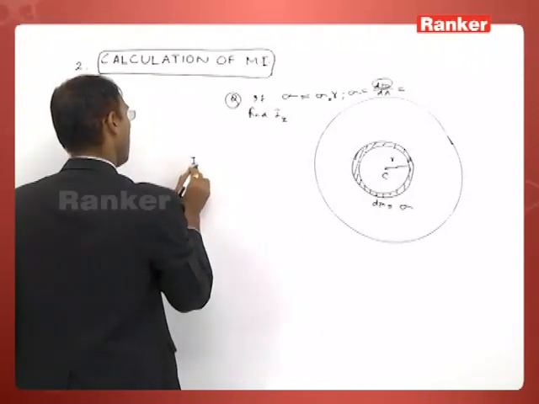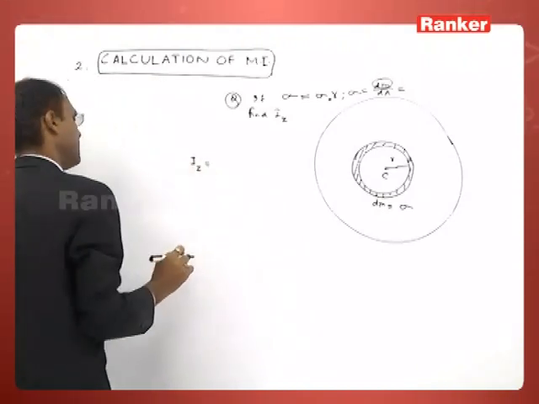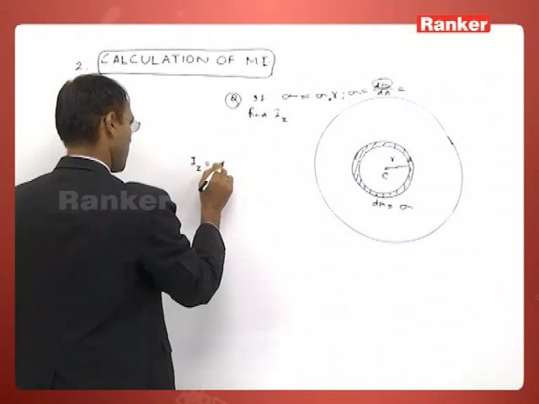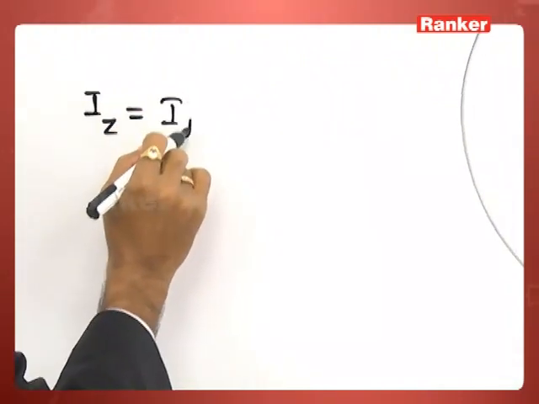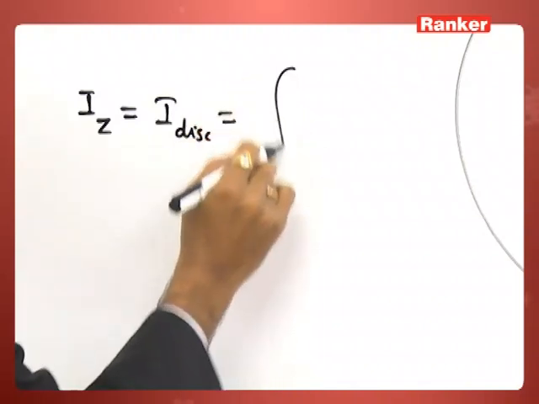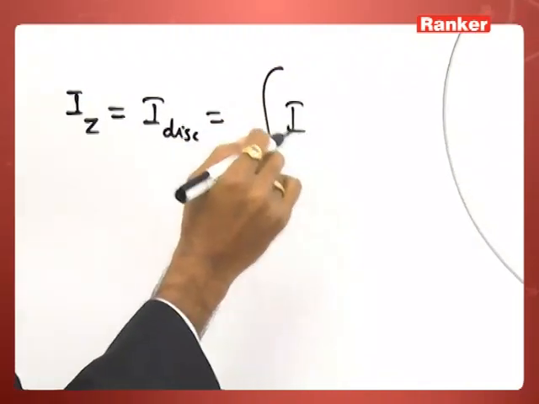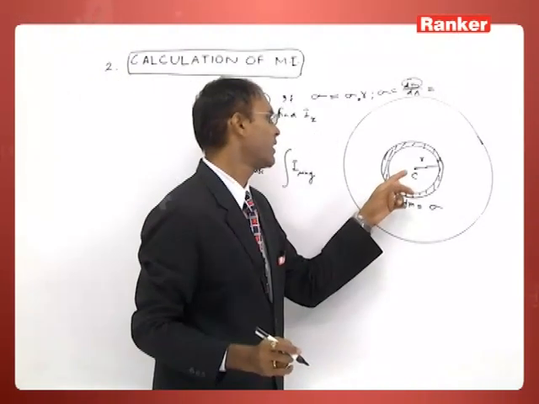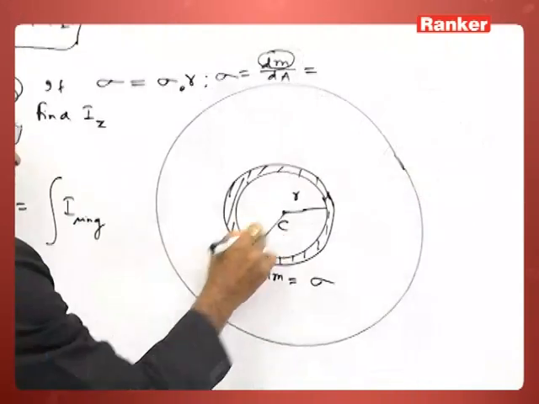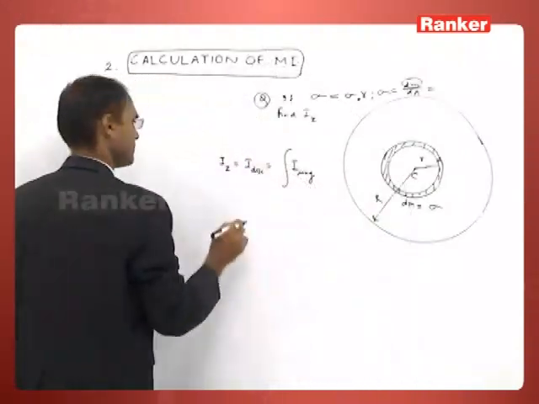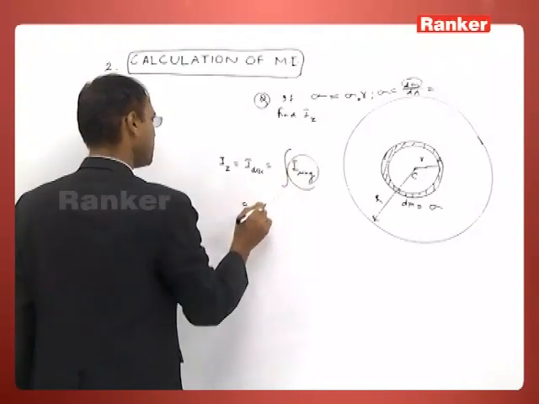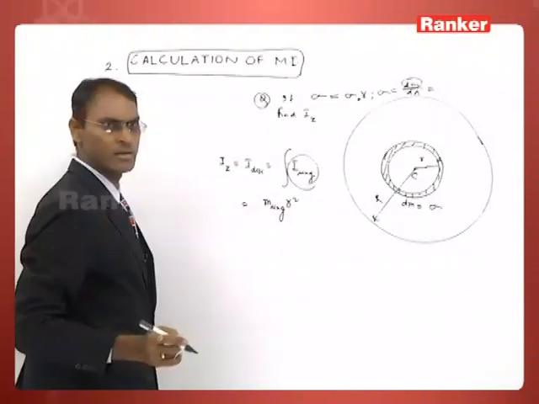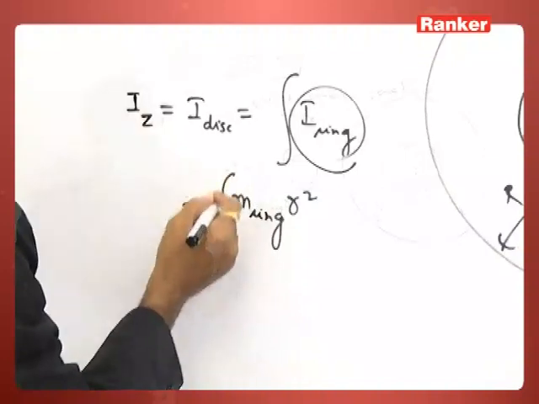So, Iz is the moment of inertia of the disk about the z axis. The moment of inertia of the disk is equal to the sum of the moments of inertia of all the rings whose radius ranges from 0 to the radius of the disk, that is capital R. I ring is equal to m ring times the square of its radius, as per the formula.